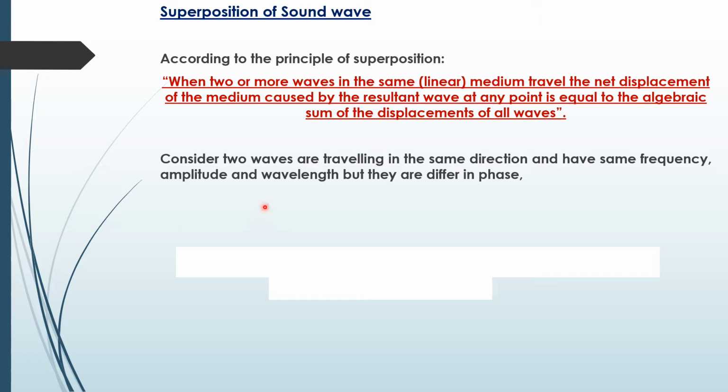So to understand it further, consider two waves are traveling in the same direction and have same frequency, amplitude and wavelength, but they are in different phase. So we consider y1(x,t) as the displacement of first wave, which is equal to a0 sin(kx - ωt), and y2(x,t) is the displacement of second wave, which is equal to a0 sin(kx - ωt - φ). So note that the amplitude a0 is same, then k, wave number, which depends upon the wavelength, is same, then ω, angular frequency, which depends upon the frequency, is same, but we have this φ, which is the phase difference, and whether we get constructive interference or destructive interference depends upon the value of this phase difference.